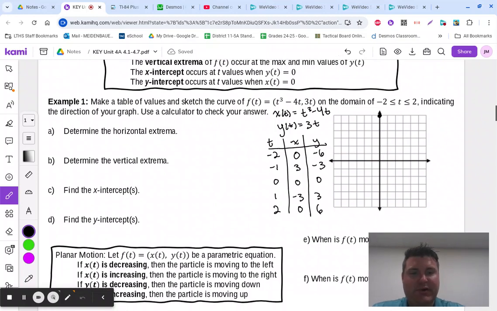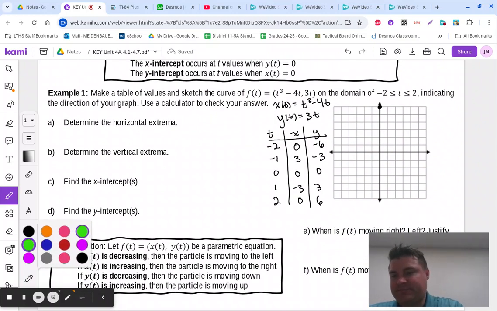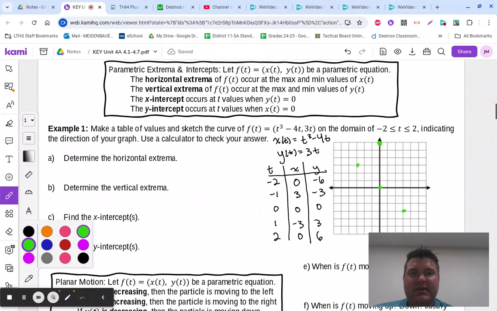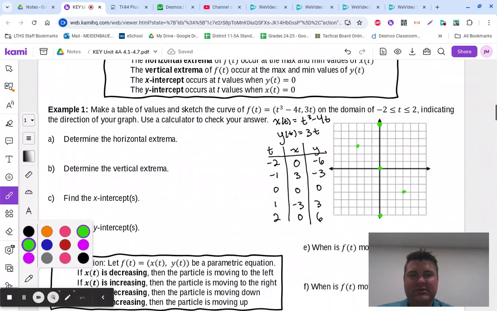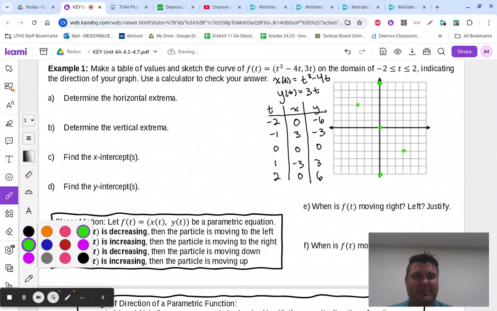Okay, so I'm going to plot these points. I'm not going to connect them yet, you'll see why shortly. I have those 5 points plotted here. If I'm looking ahead, horizontal extrema represent the max and min values of x of t. Looking at the furthest right and furthest left, it looks like my furthest right is x equals 3, and the furthest left is x equals -3.